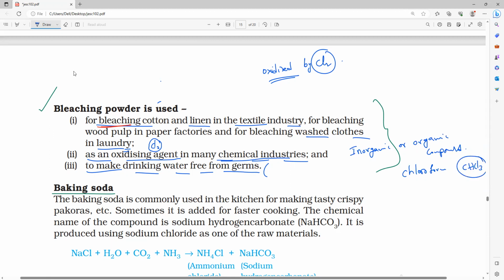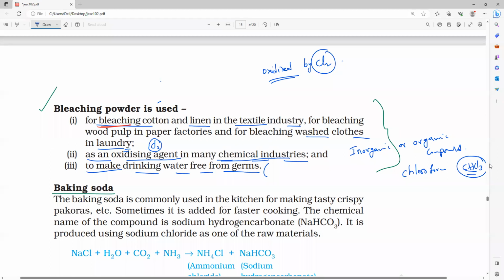CH3. So to manufacture chloroform, we will use chlorine gas. We will use bleaching powder. Like that, we can make so many things. Many chemical industries use this. Also, for disinfecting drinking water supplies, making the water free from germs, everywhere people will use this only.